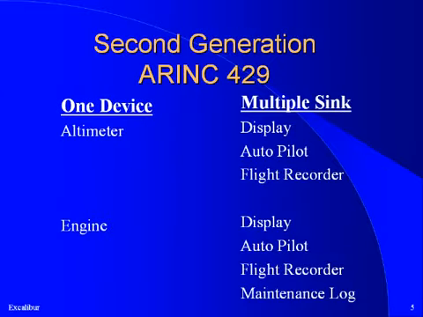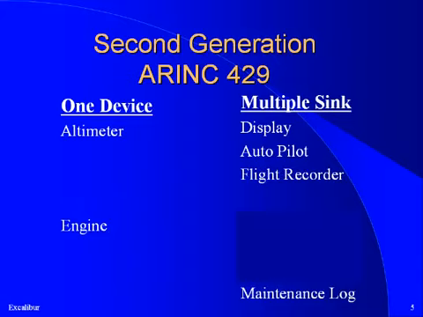As aircraft got more sophisticated and safer, more devices were added that needed to share information. The altitude in a modern aircraft is needed not only by the pilot, but by the autopilot and flight recorder as well. An engine may communicate with all those devices, plus send data to a maintenance log. In the 1980s, ARINC 429 was introduced, bringing together a number of similar specifications that had been introduced piecemeal over the previous few years.